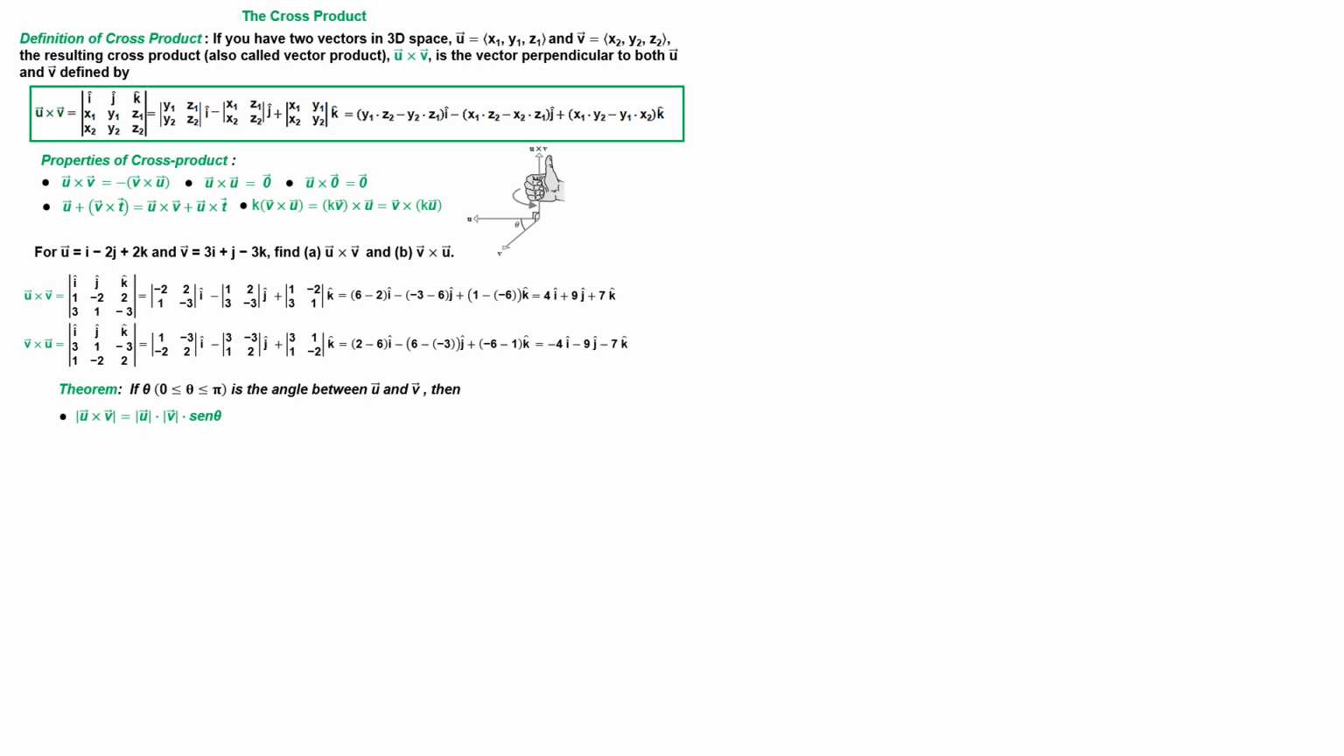To prove this property, we use the definitions of the cross product, the dot product, and the length of a vector.